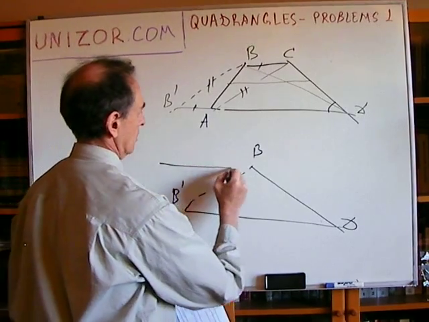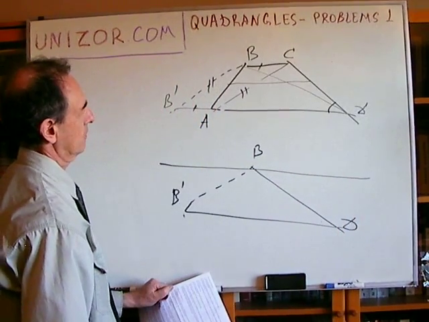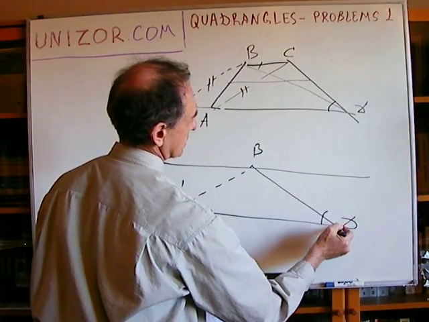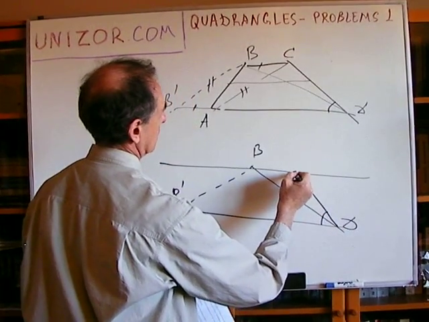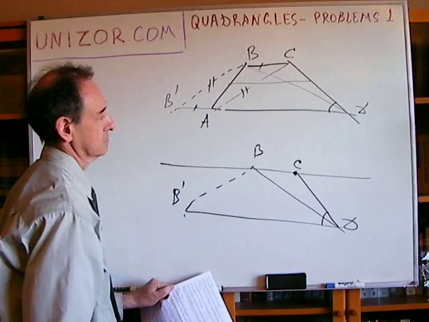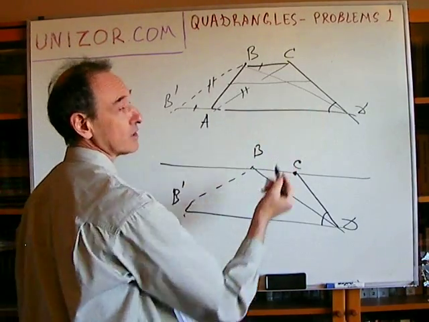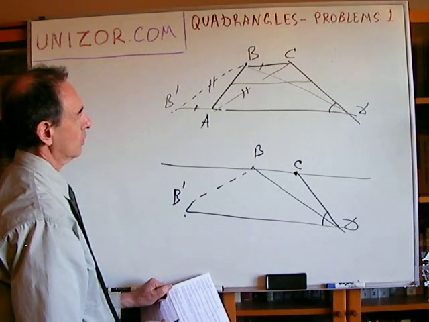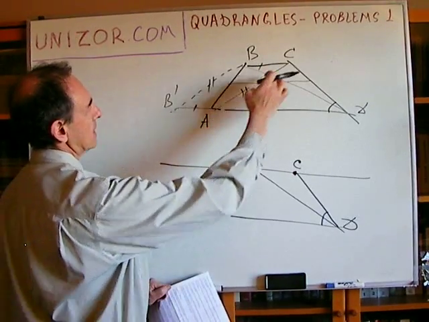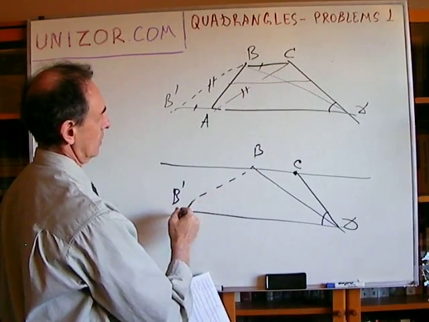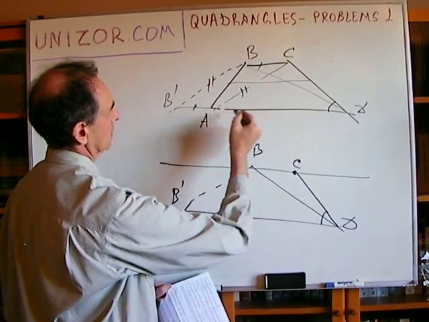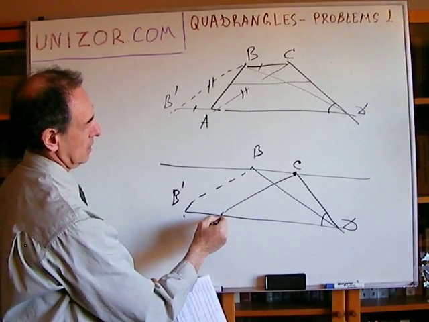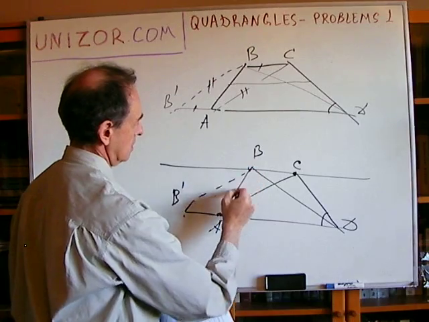Now, we have this angle. So we build this angle from here, and here is our point C. The angle is also given by the condition of this particular problem. So what's left? A. But we have AC as a diagonal, right? So it's parallel to BB prime. So we just draw a parallel. CA would be parallel to BB prime. That's for point A. So we have A, B, C, and D.